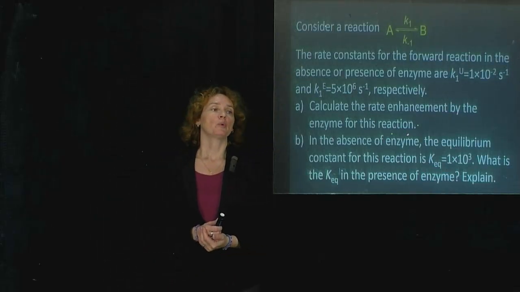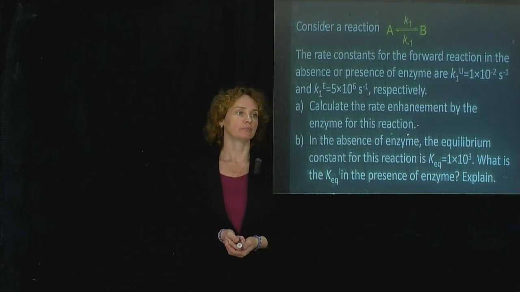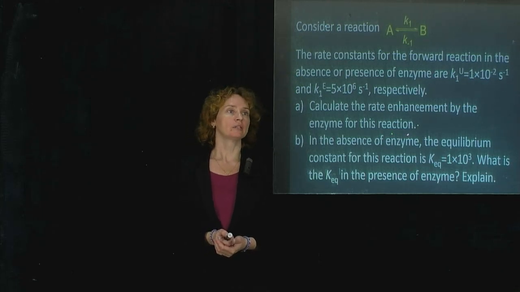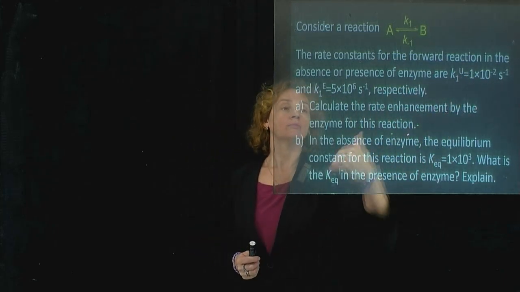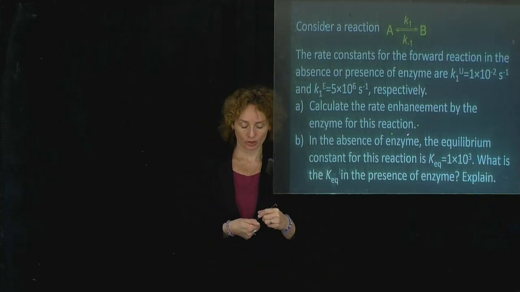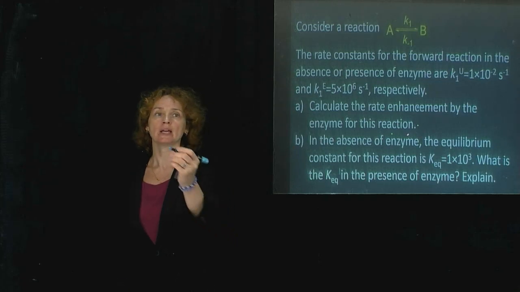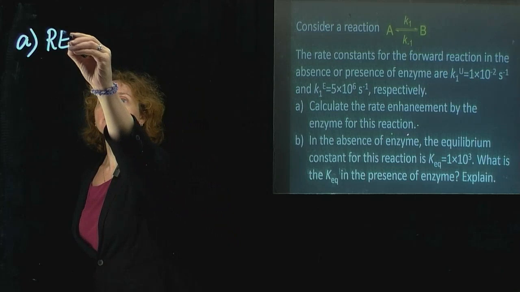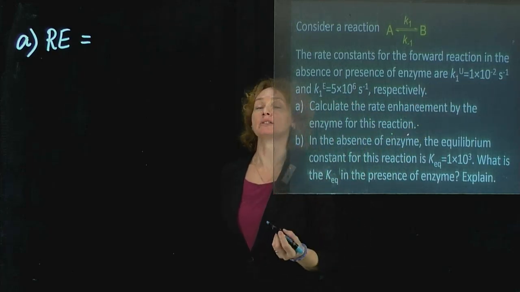In this problem, we are asked to determine several parameters. We are given a reaction, and we are given the rates for the forward reaction in the absence of the enzyme and in the presence of enzyme. And the first question that we need to answer is to calculate the rate enhancement by the enzyme. So we know that rate enhancement can be determined by the ratio of the non-catalyzed and enzymatic reaction.